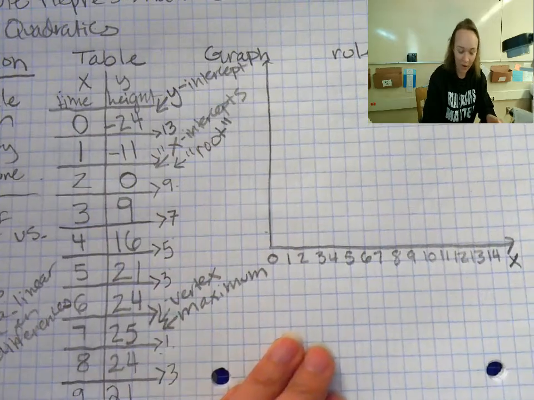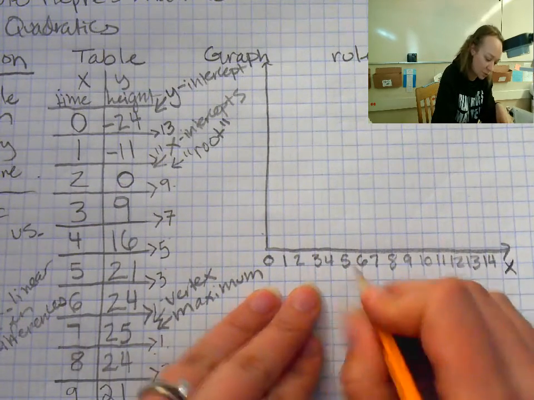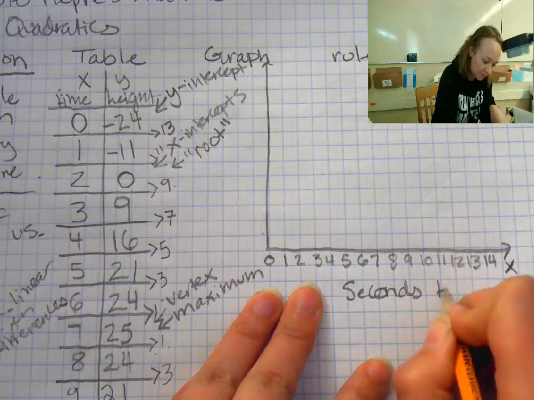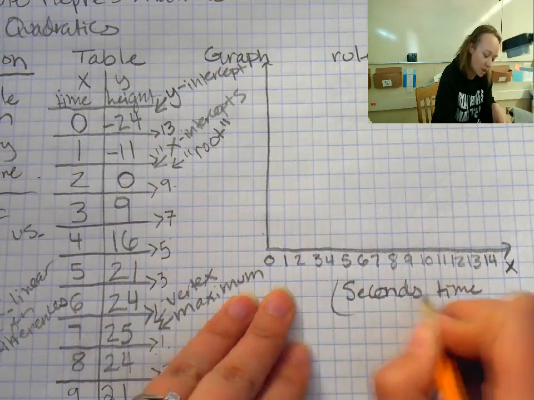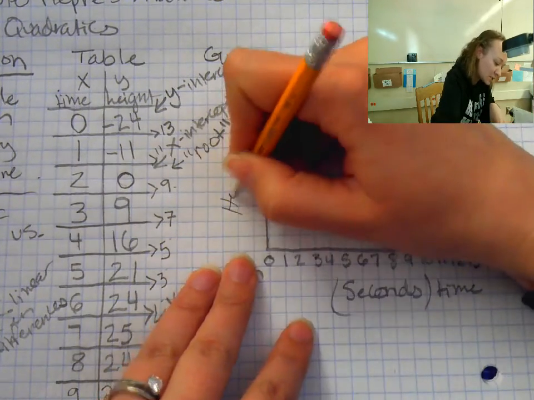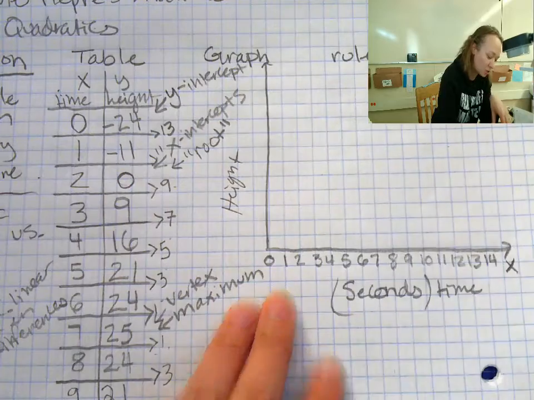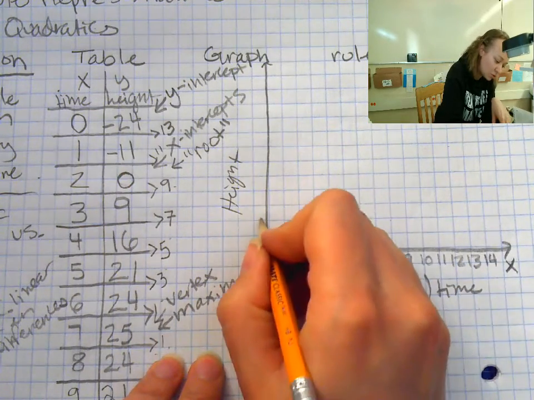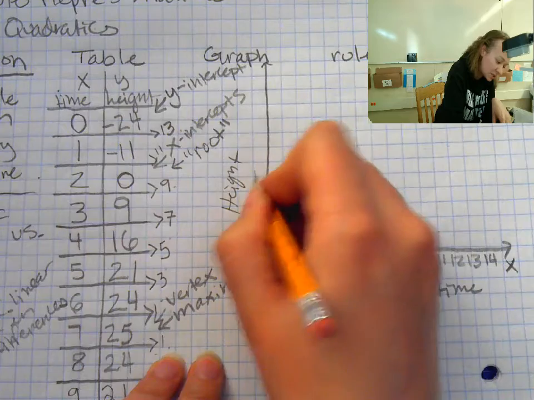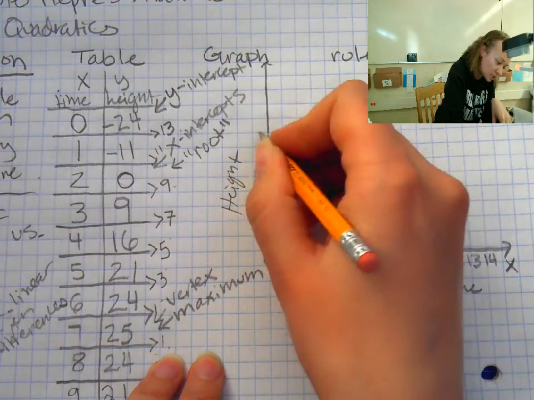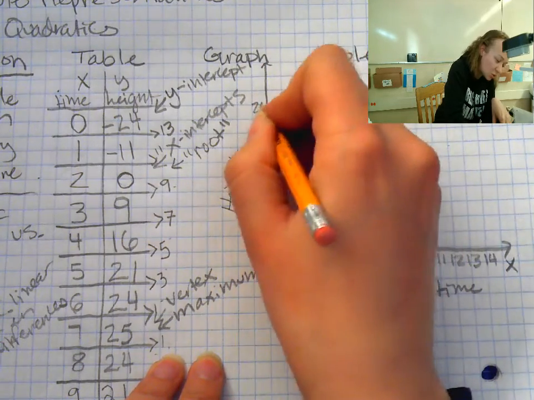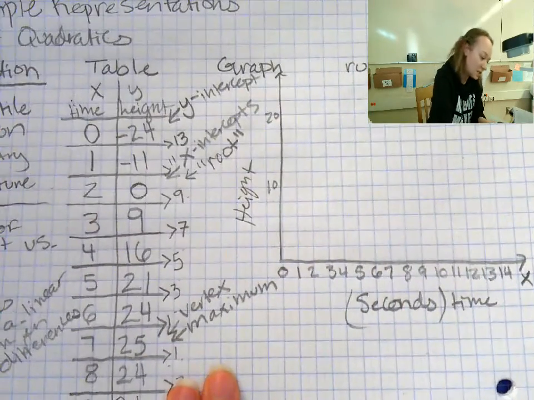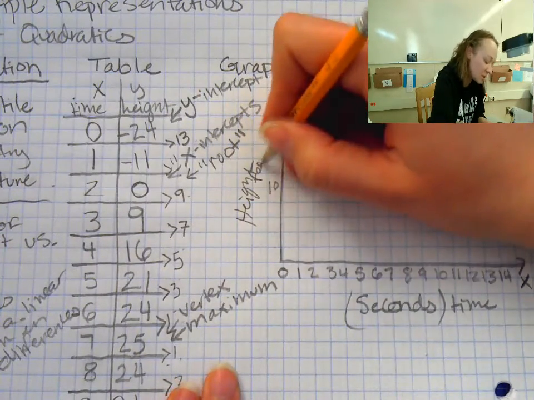Okay, let's go ahead and graph it now. So on the x-axis, remember we're putting seconds or time. And then on the y-axis, we're going to put height. We have to get all the way up to 25, so I'm going to go by 2s. 2, 4, 6, 8, 10, 12, 14, 16, 18, 20, 22, 24, so 25 is going to be way up there. Okay, height, and we're saying that this is feet.